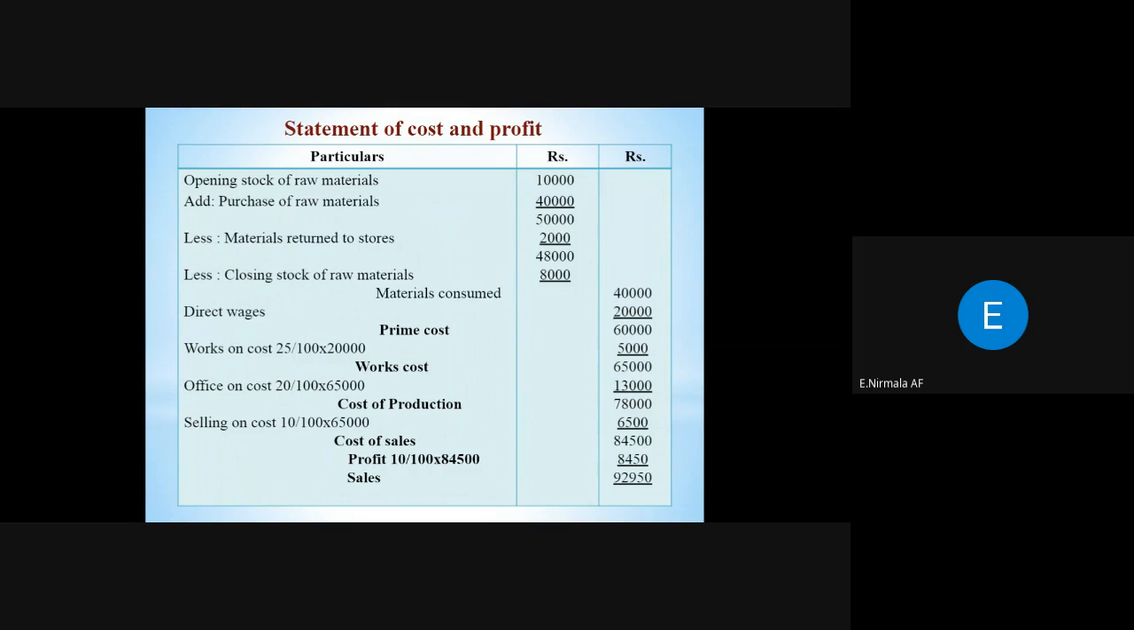After that, what we have to do? We have to add three overheads. What are they? First one is works overhead. Second one is office overhead. Third one is selling and distribution overhead. So first one, work overhead, 25% on wages. Here the wages amount is 20,000 into 25%, you will get 5,000. That is your works overhead. Then we will get work cost of rupees 65,000.